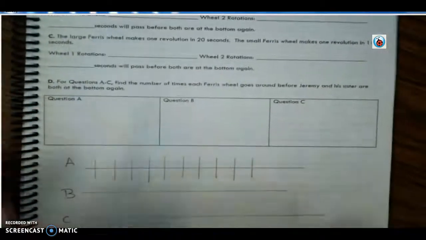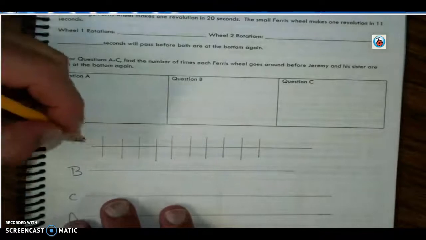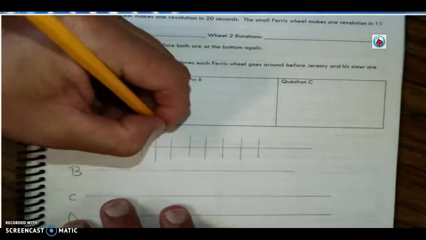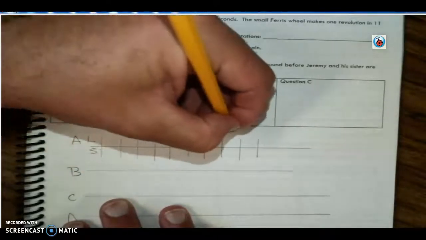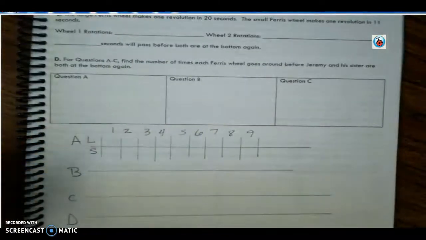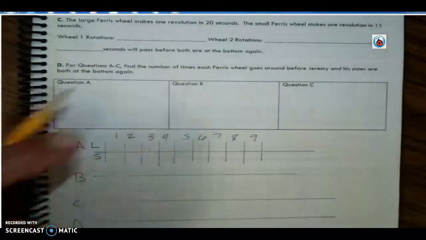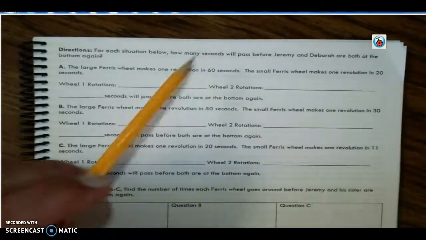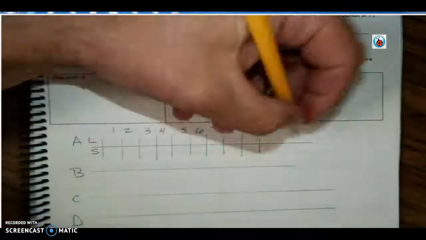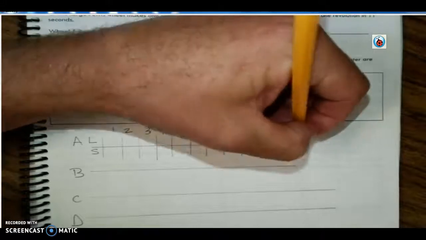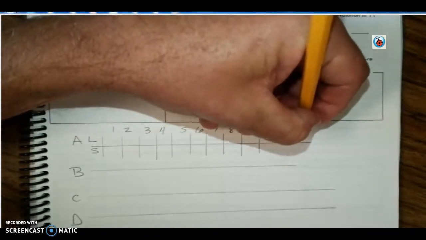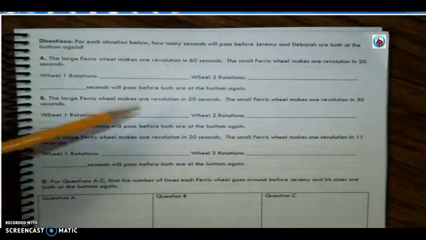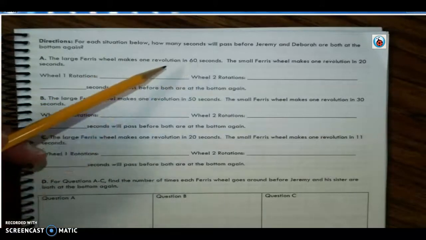So what I did was I went ahead and made a chart down here. You can see I'm getting ready for it. I'm going to call this one my large and my small, and I'm just going to put numbers up here: 4, 5, 6, 7, 8, 9. Now, across the top here is this fancy word, a revolution. A revolution means to go around in a circle. These are the revolutions here.